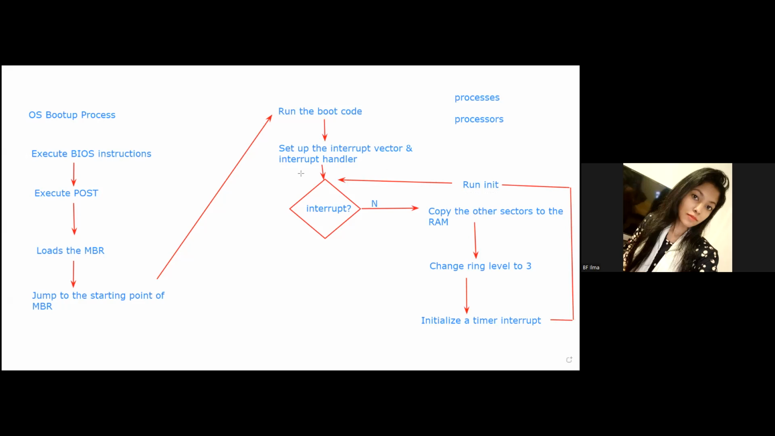Now, suppose there's an interrupt. At this point, we have already set up the interrupt vector and interrupt handler. So if there's an interrupt, we can actually execute our interrupt service routine. For that, we copy the interrupt vector value to PC, which is the program counter, and then we execute the interrupt handler or the interrupt service routine.